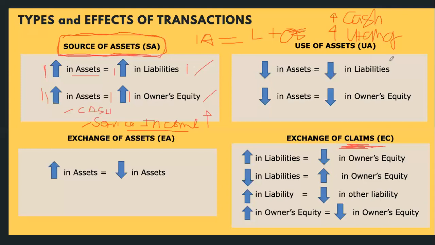Okay, use of assets. So here, gigamit nimo ang asset. So this is the second type of transaction. Unsa effect ana niya sa transaction? If there's a decrease in asset and at the same time a decrease in liabilities, pasabot use of asset na siya. If there's a decrease in asset and at the same time a decrease in owner's equity, it's a use of asset transaction. So balance gyapon ang equation. Ni decrease ang asset, ni decrease pud ang liability or ang owner's equity.